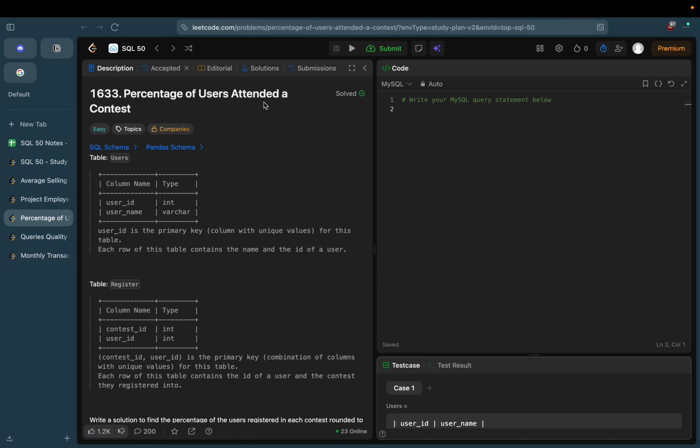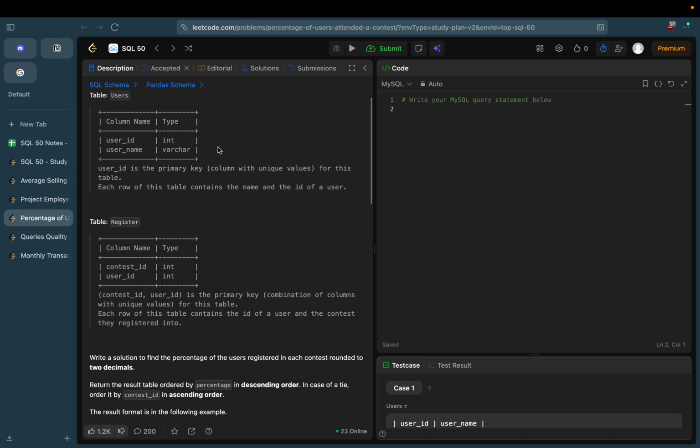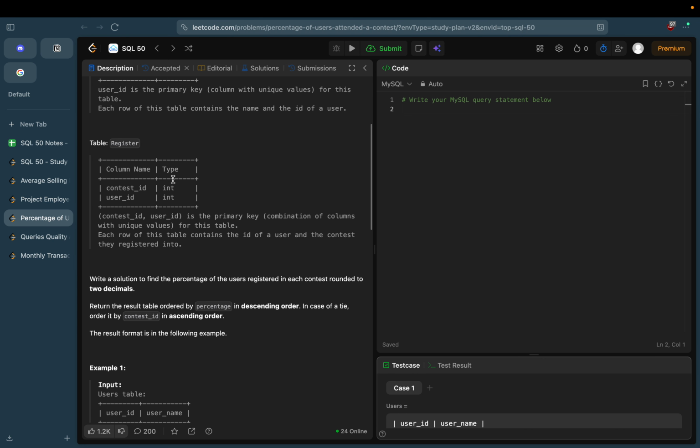Percentage of users attended a contest. Okay, the first table is called users with user ID and username. User ID is the primary key, column with unique values for this table. Each row of this table contains the name and the ID of a user. Okay, quite simple. Then the register table has contest ID and user ID.